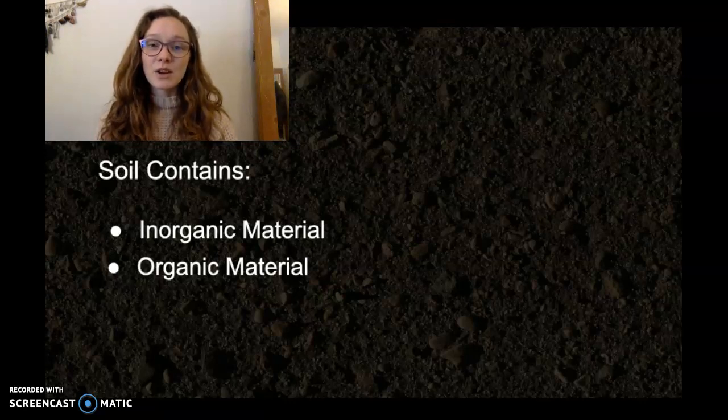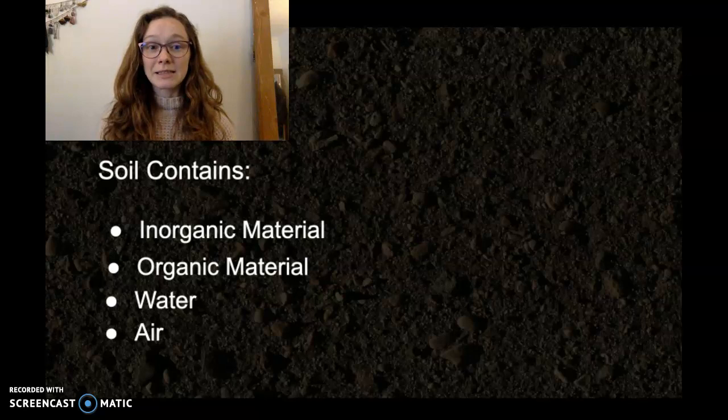The next two components are a little bit less obvious. Those components are water and air. And those two are very important to our survival because they're the reason that plants can grow in soil at all, even though we don't really think about them as being part of the soil.